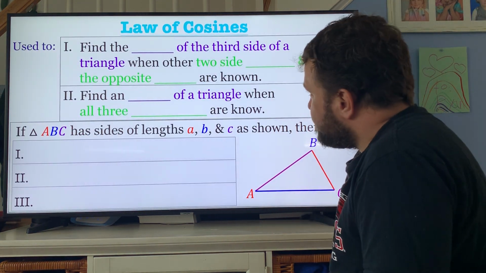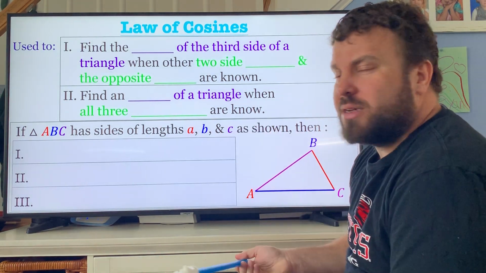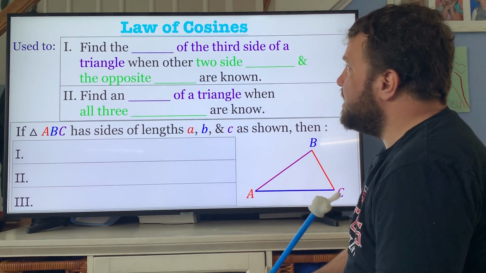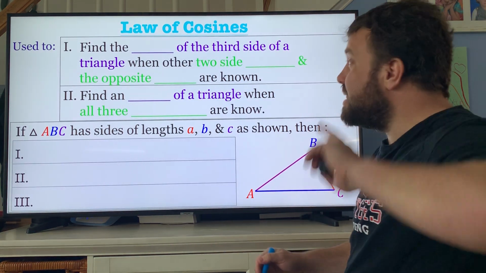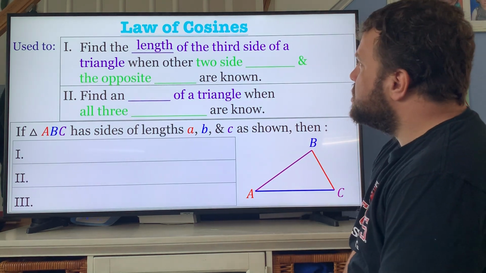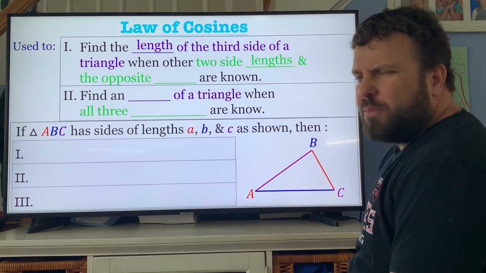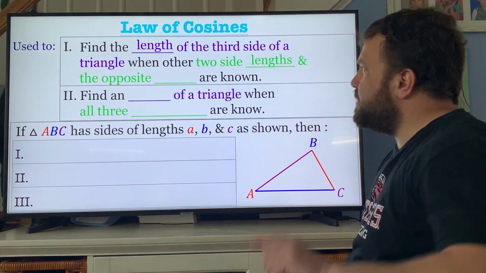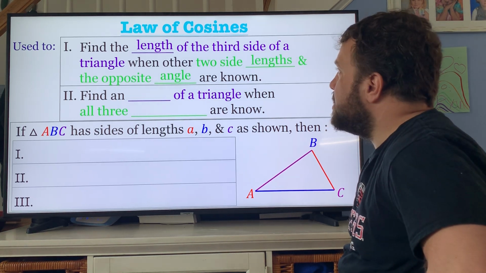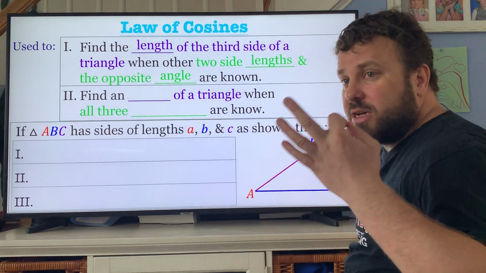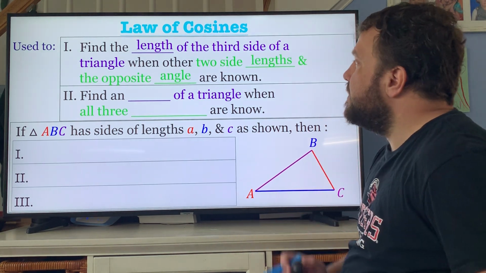Law of cosines. Very similar to law of sines. It's just a little more complex equation. So we're going to find the length of the third side of a triangle when the other two side lengths and the opposite angle are known. Very good. So you've got two side lengths and an angle, and you find the third side length.